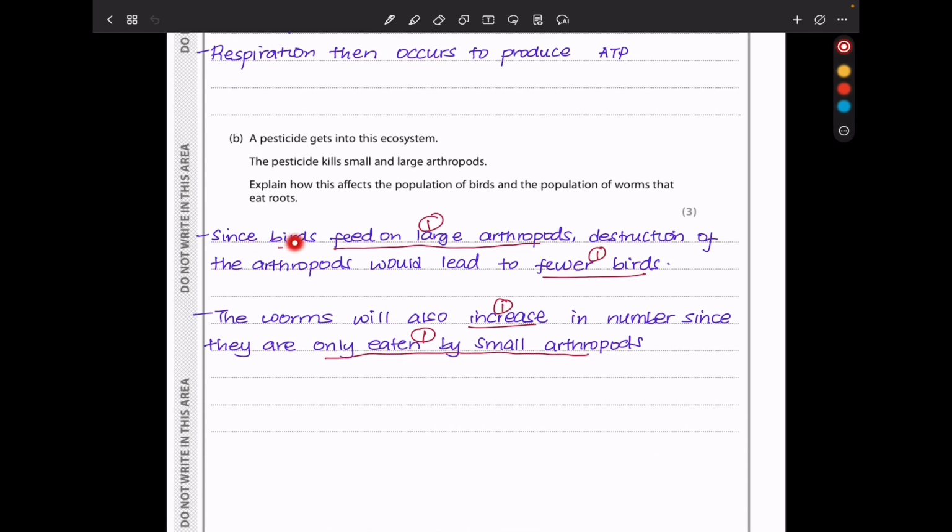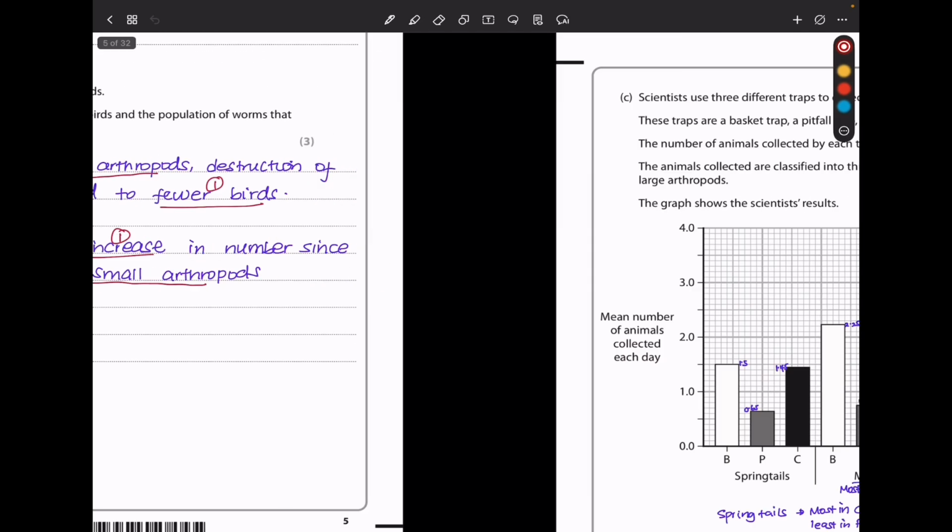So here I say since birds feed on large arthropods, destruction of the arthropods would lead to fewer birds. The worms will also increase in number since they are only eaten by small arthropods. So the population of the prey of the small arthropods, which is going to be the worms, is going to increase in number as well.